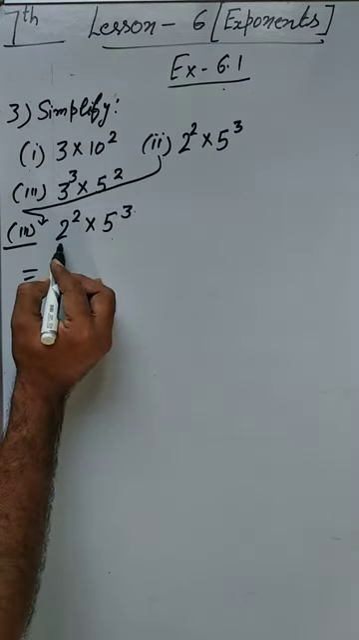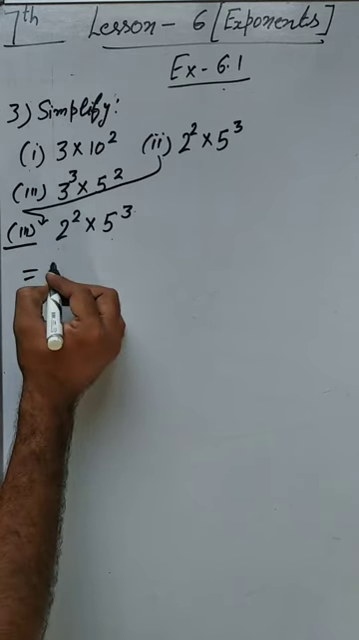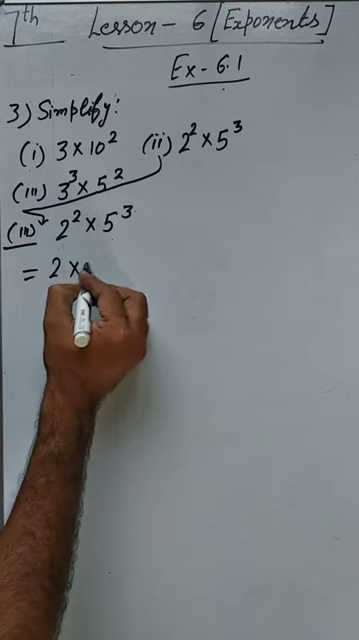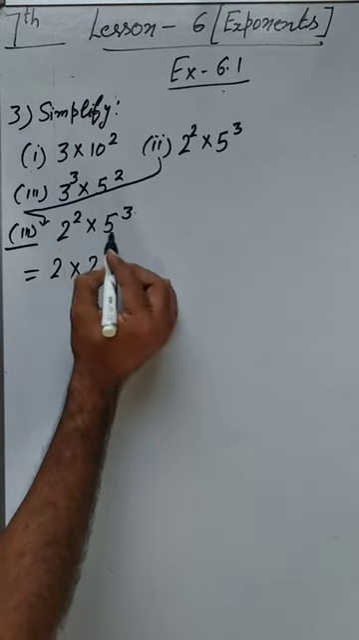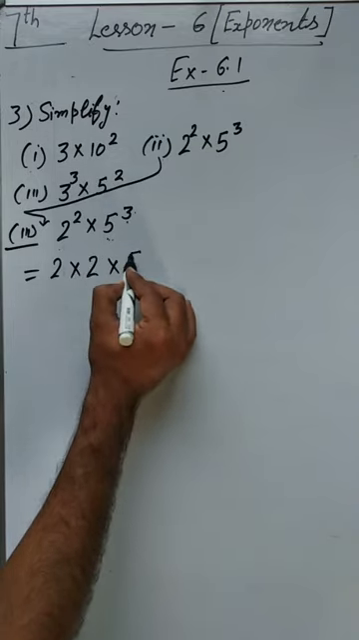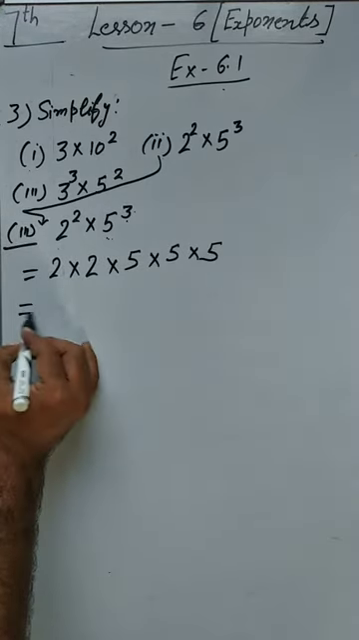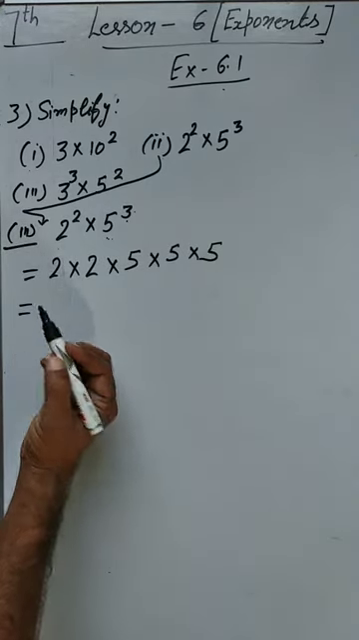Now 2 raised to power 2. Beta, expand it, means open it. 2 raised to power 2 means 2 multiply 2. And 5 raised to power 3 means 5 multiply how many times? 3 times. Means 5 multiply 5 multiply 5. Clear beta? Now multiply these numbers.